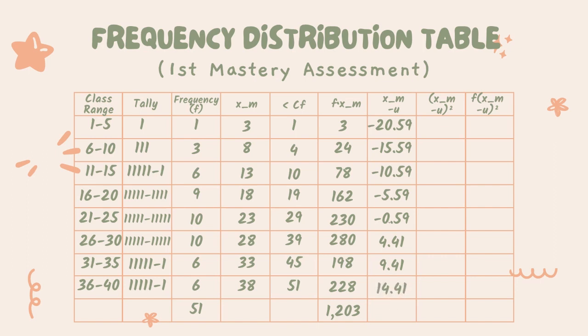Now to get the x sub m minus mean squared, we must take the corresponding x sub m minus mean and put it inside parentheses to make sure the correct signs are given, and then square it. Starting off with negative 20.59 squared, we will get 423.9481. Then done the same to negative 15.59, which is equal to 243.0481. Negative 10.59 is equal to 112.1481.